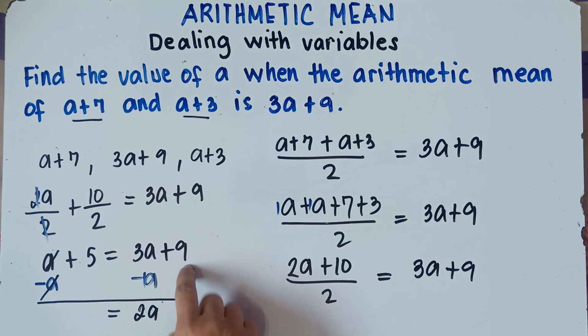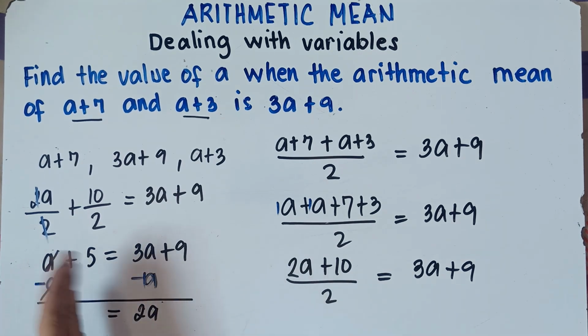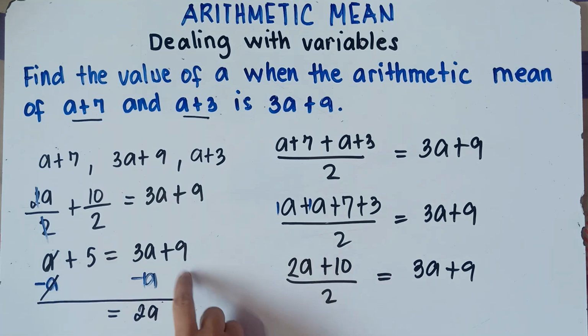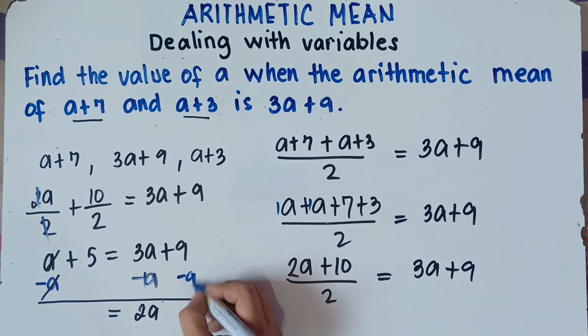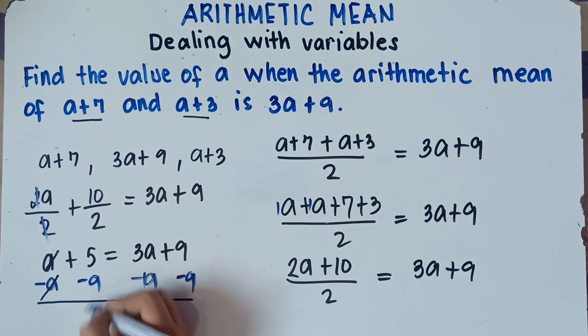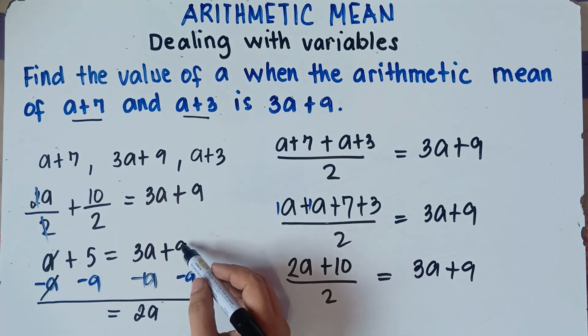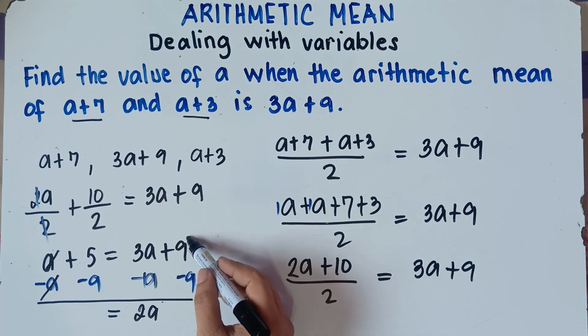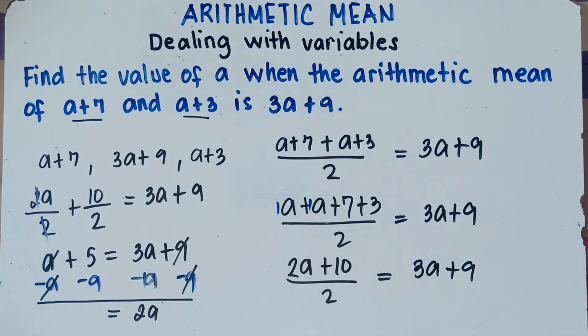So to eliminate this 9, so that the numbers, class, will be on the left side, we subtract both sides by 9. Subtracting both sides by 9, we can cancel this out. Positive 9, negative 9, that is 0. Then 5 minus 9, that's negative 4. Alright, so we have negative 4 equals 2a.